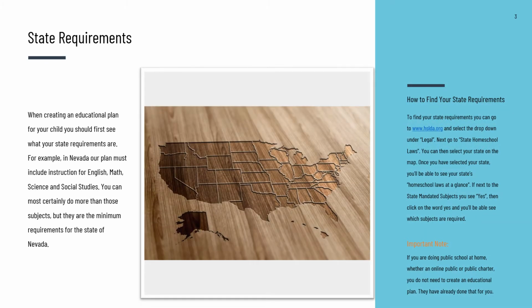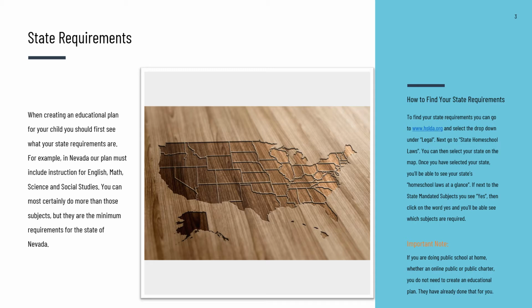State requirements. When creating an educational plan for your child, first see what your state requirements are. For example, in Nevada, our plan must include instruction for English, math, science, and social studies. You can most certainly do more than those subjects, but they are the minimum requirements for the state of Nevada. Here's how to find your state requirements.